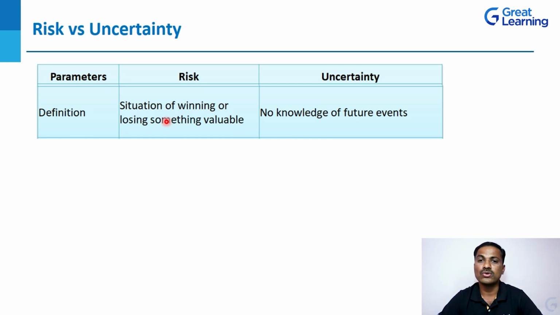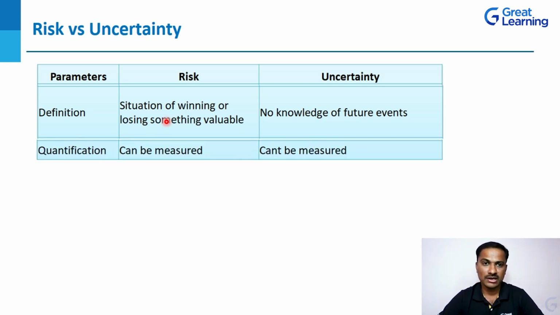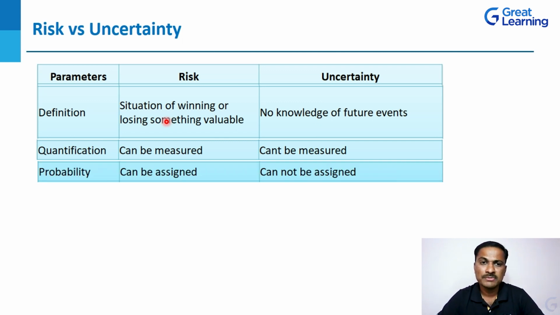There is an event, but you don't know what is the future event. Quantification can be done in the context of risk. So risk can be measured, but uncertainty cannot be measured. There is no scale to measure uncertainty. We can assign probability for risk. What is the probability of losing money in the market? Let's say 50% chance of winning trades, 50% chances of losing trades. But the same is not possible in the context of uncertainty because we cannot assign probability of a particular event happening in the market. So that is not possible in the context of uncertainty.